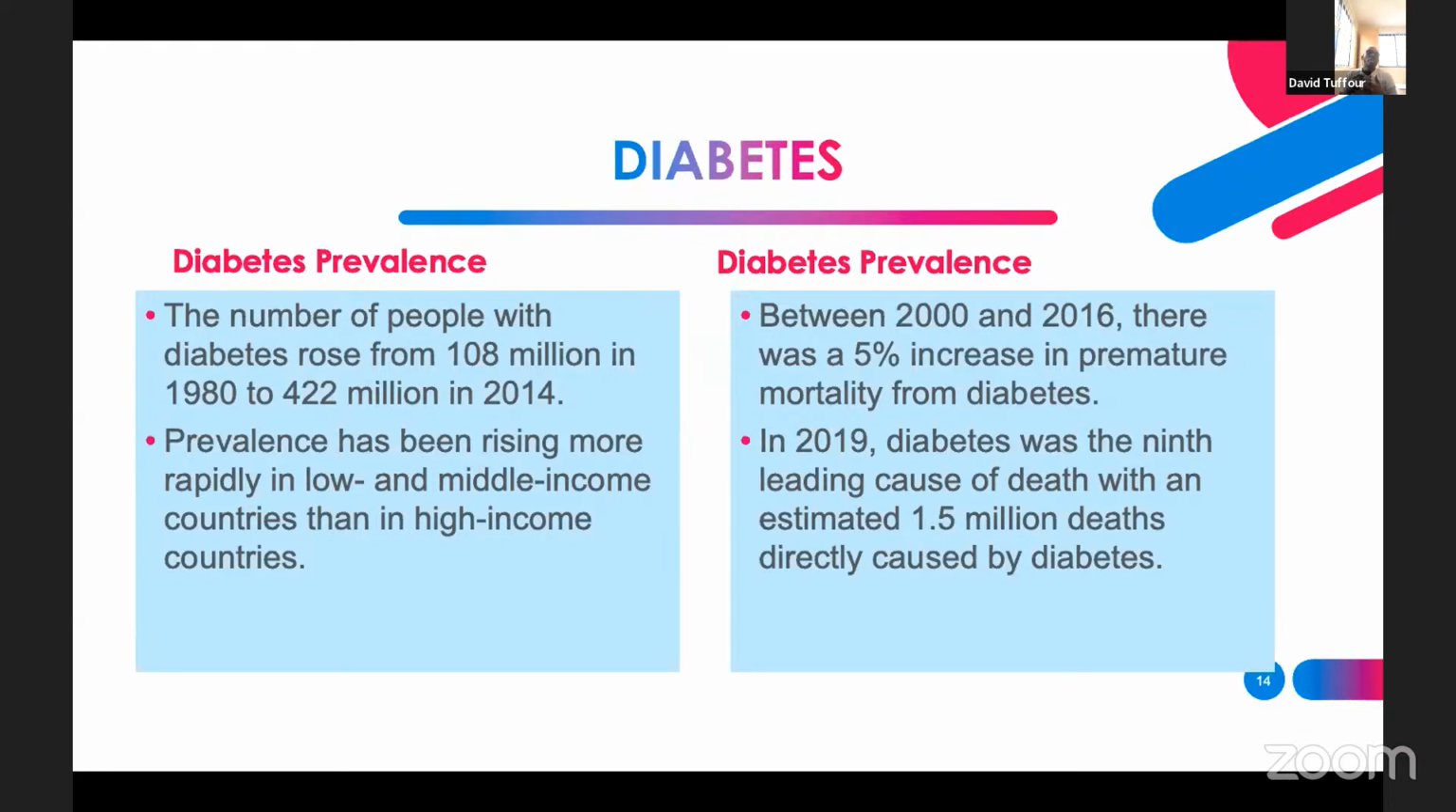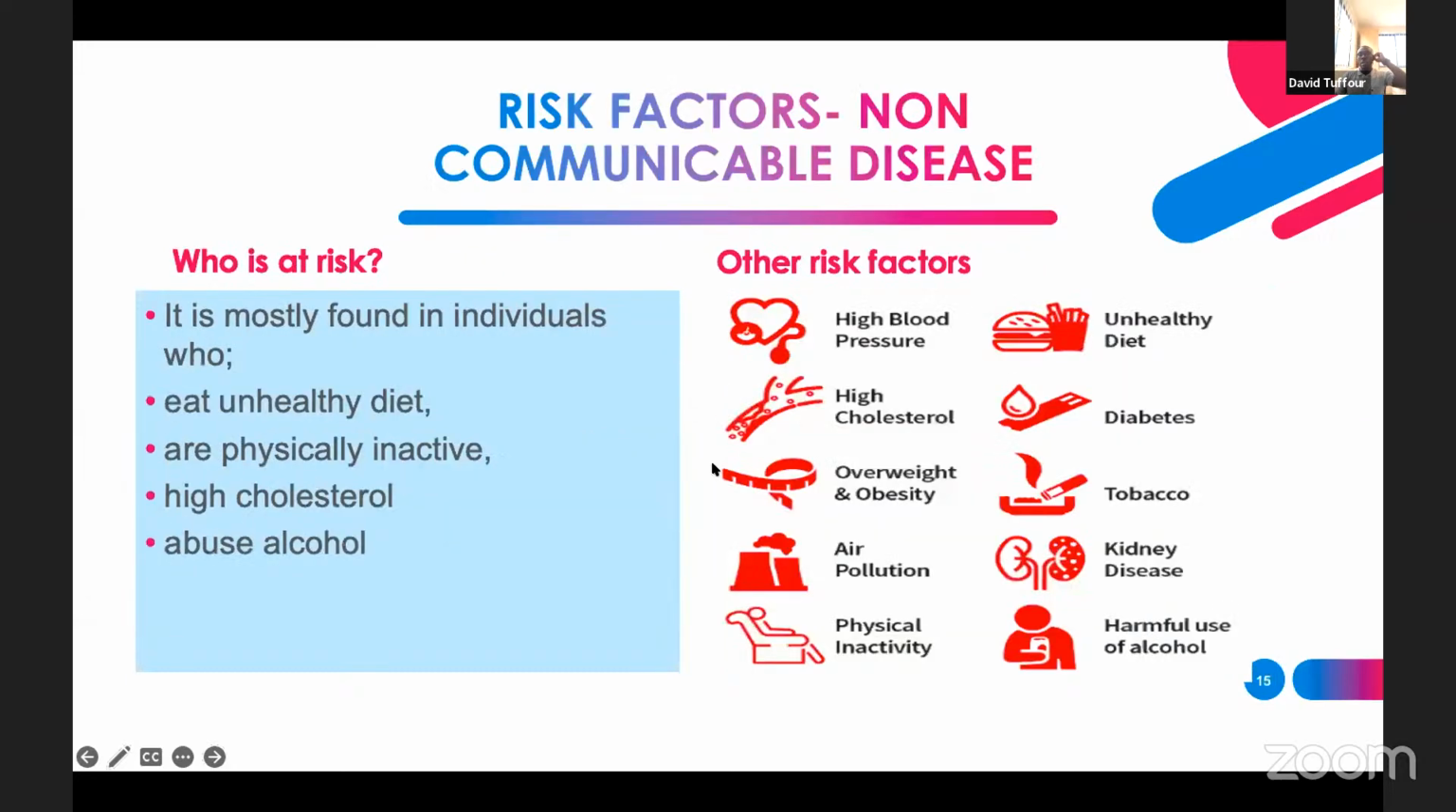The number of people with diabetes rose from 108 million in 1980 to 422 million in 2014. The prevalence has been rising more than in other countries, so this is a concern. Ghana falls here. Ghana is a low-middle-income country, and therefore it's a concern for us. And between 2000 and 2016, there was a 5% increase in premature death from diabetes.